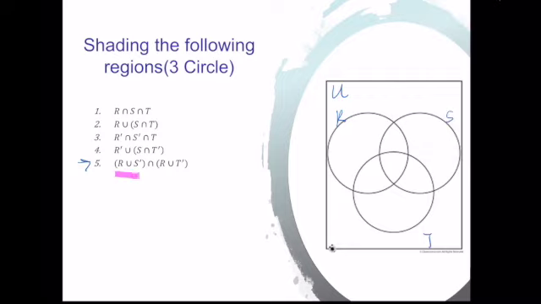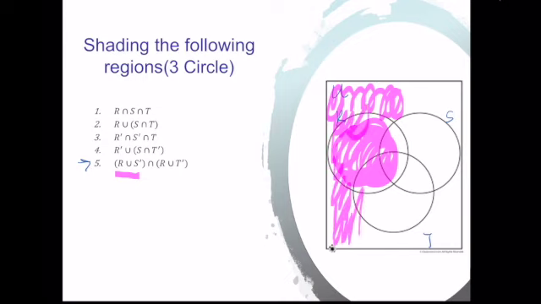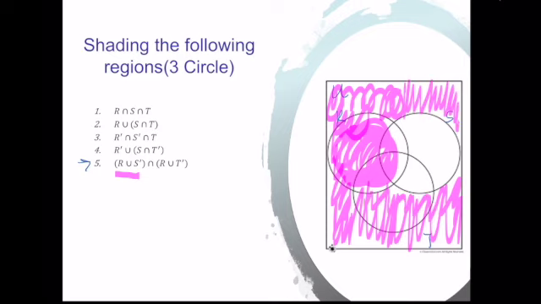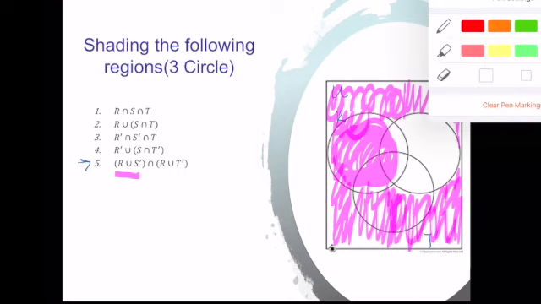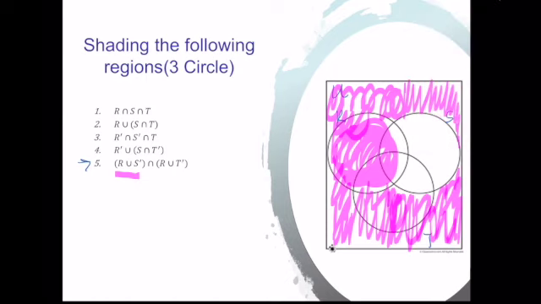So R is all of R, union S complement, that's everything not in S. So here we have in pink R union S complement. Now I need to find R union, let's use yellow, R union T complement.